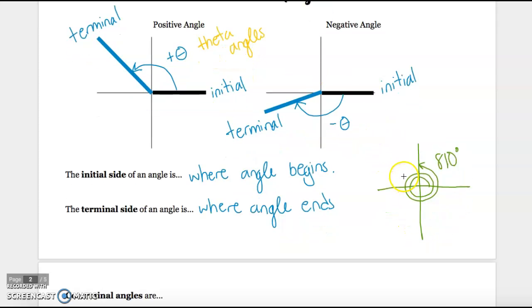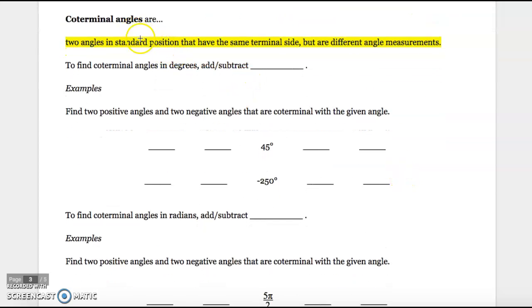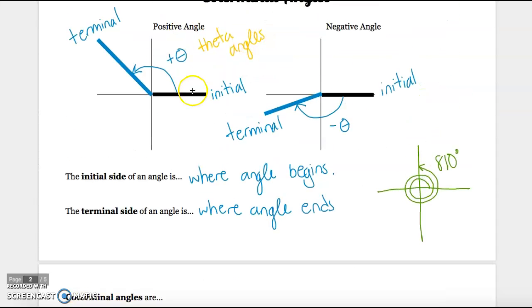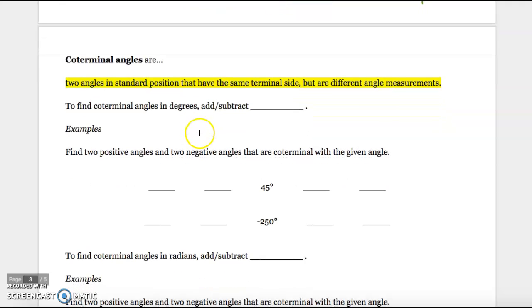So now, keeping that in mind, let's talk about coterminal angles. So coterminal angles are two angles in standard position, which just means that their initial side is here, and that's where we draw our angles from, that have the same terminal side, but are different angle measurements. And so we're going to draw ourselves a little example over here.